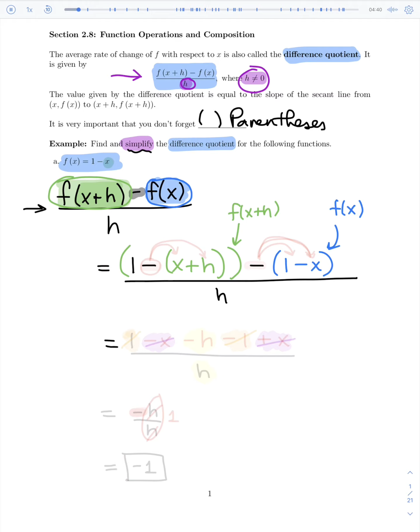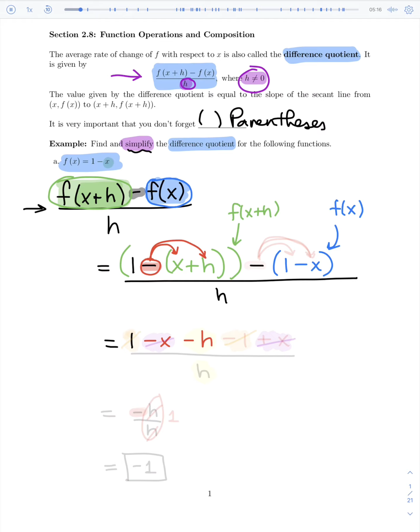Let's see. So first thing, I'd start with my first set of parentheses and see what I need to do first. Well, inside of my first set of parentheses, I have a minus sign out in front of a set of parentheses. So that means I'm going to need to distribute this minus sign to everything on the inside. So notice the 1 is going to stay the same. However, when I distribute that minus sign, the negative sign times the x will give me a negative x. Then the negative sign times the h will give me a negative h.